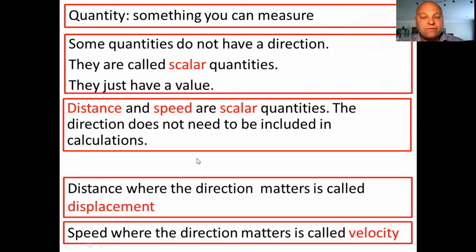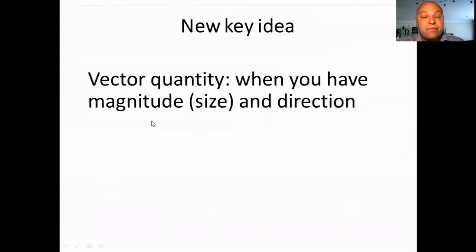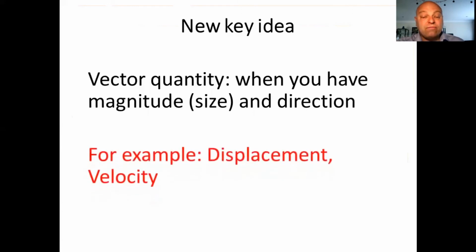Okay, let's move on to the next bit then. There's a new key idea for you, something called a vector quantity. We've already gone through this lesson and we talked about scalar quantities, where it's just a quantity which has a value, a size, we call that a magnitude. A vector quantity is similar, but it has direction. Now, we've already talked about displacement and velocity. They are called vector quantities.